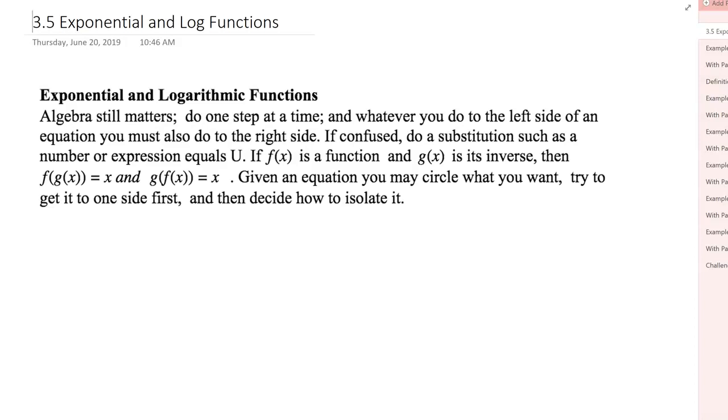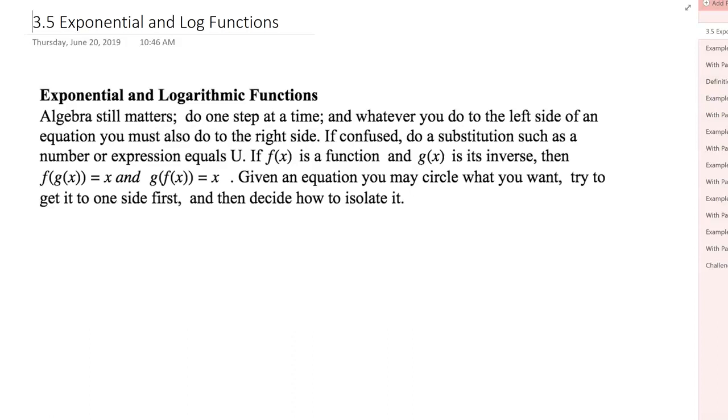Hello everyone. In this lesson we will talk about exponential and logarithmic functions. We continue our exploration on exponential and logarithmic functions by trying to solve a lot of more complicated problems with exponential and log functions.